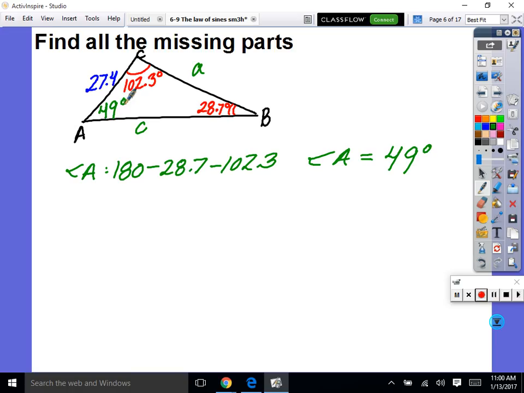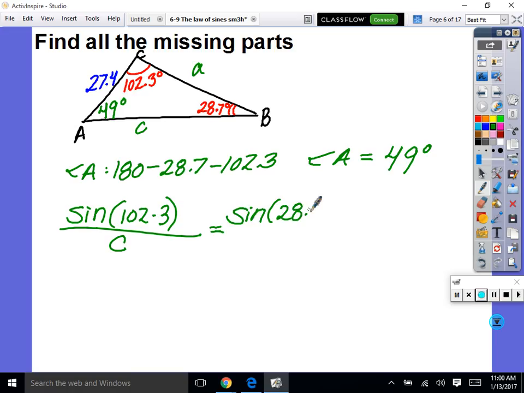Okay, now what we know is that sine of angle C, so sine of 102.3, over the side across from it, which is C, correct? Equals, let's use this one since we know that side. Does everybody understand? It's going to equal the ratio of sine of this angle, 28.7, divided by the side across from it. So that ratio is a true statement. Now it's just algebra to get C alone.